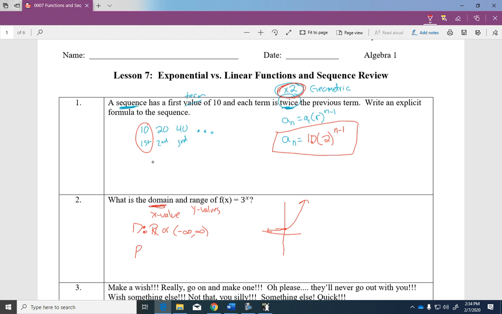The range, though, is not all real numbers. It is forever getting smaller, but never touches 0. So it's all y's that are greater than 0. Or another way of saying it is from 0 to positive infinity.